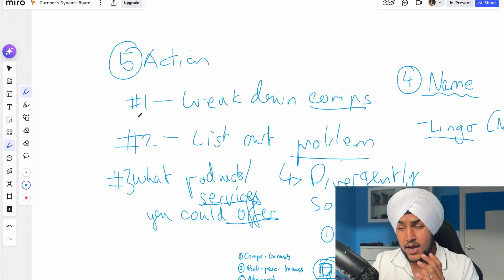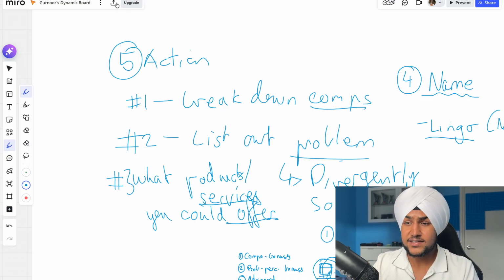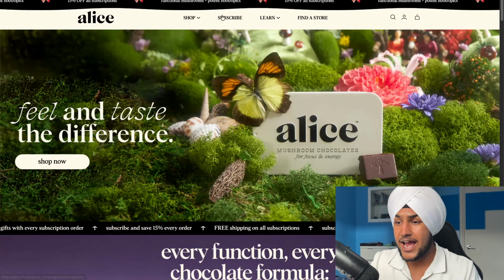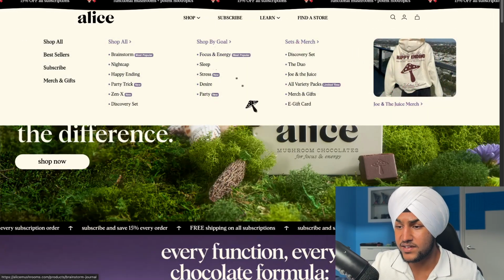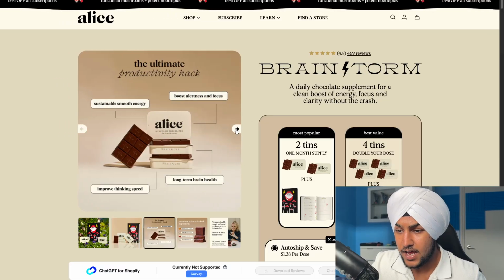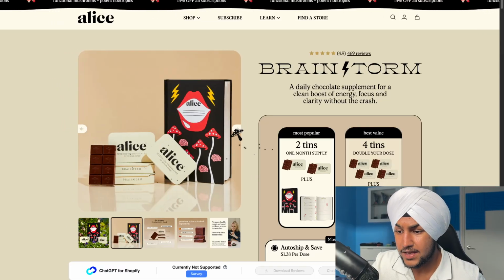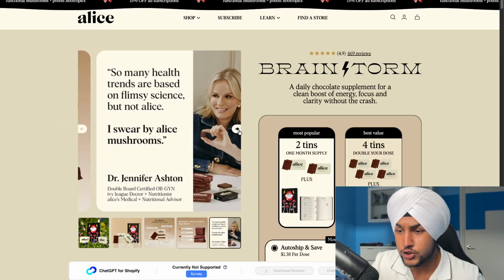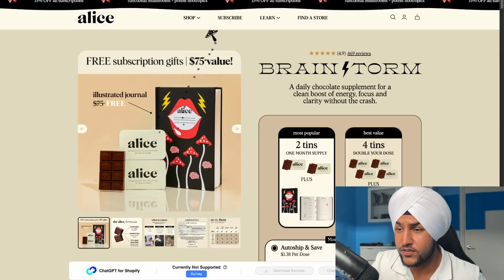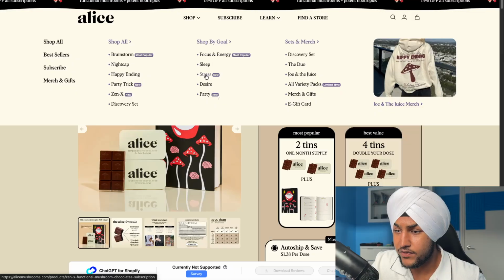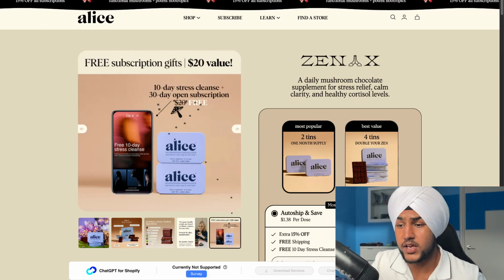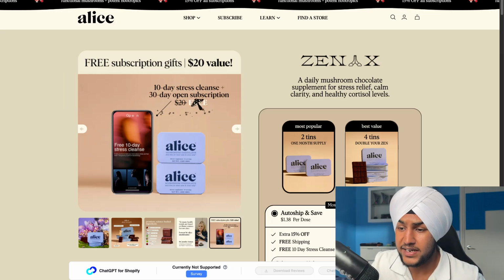Now, I did have someone in mind that actually does this, and I'll just show them to you right over here. Alice Mushrooms does this quite well with their focus and energy. So you can come to their page right over here, and I believe they have an app free trial that they also use. Okay, so look, they don't actually have it in this one. Maybe they have it in stress, where the meditation app is. Let's see, there we go. 10-day stress cleanse, 30-day open subscription.